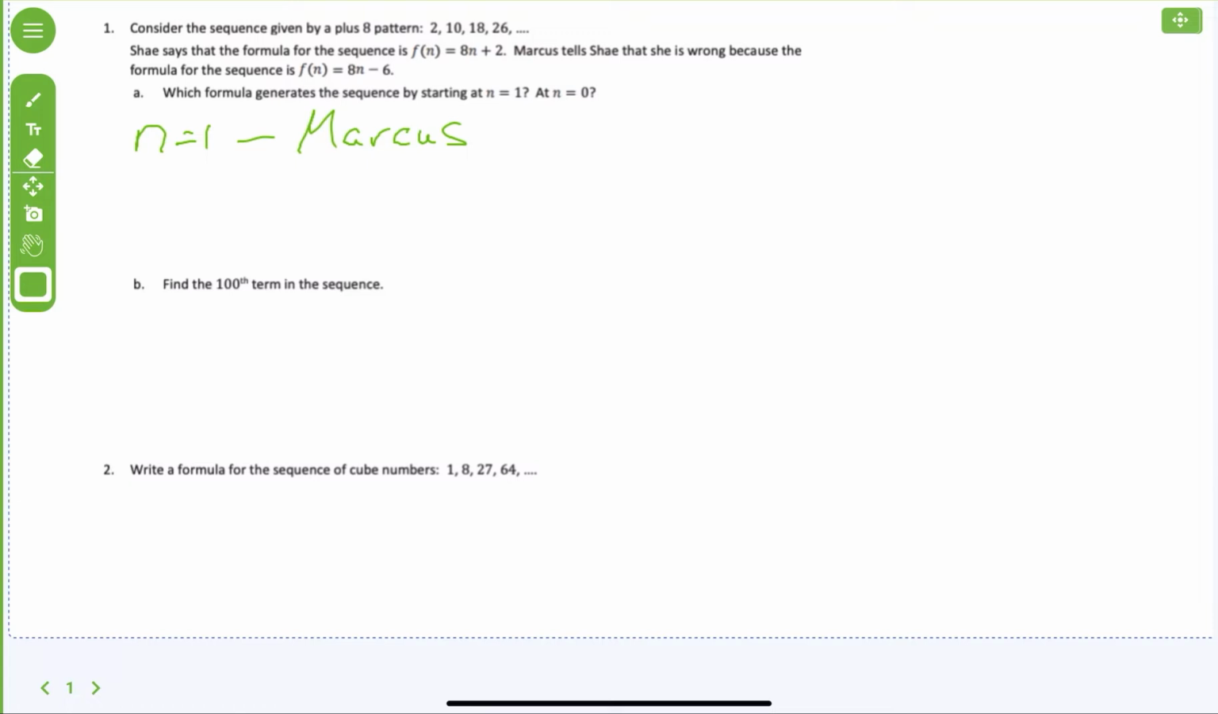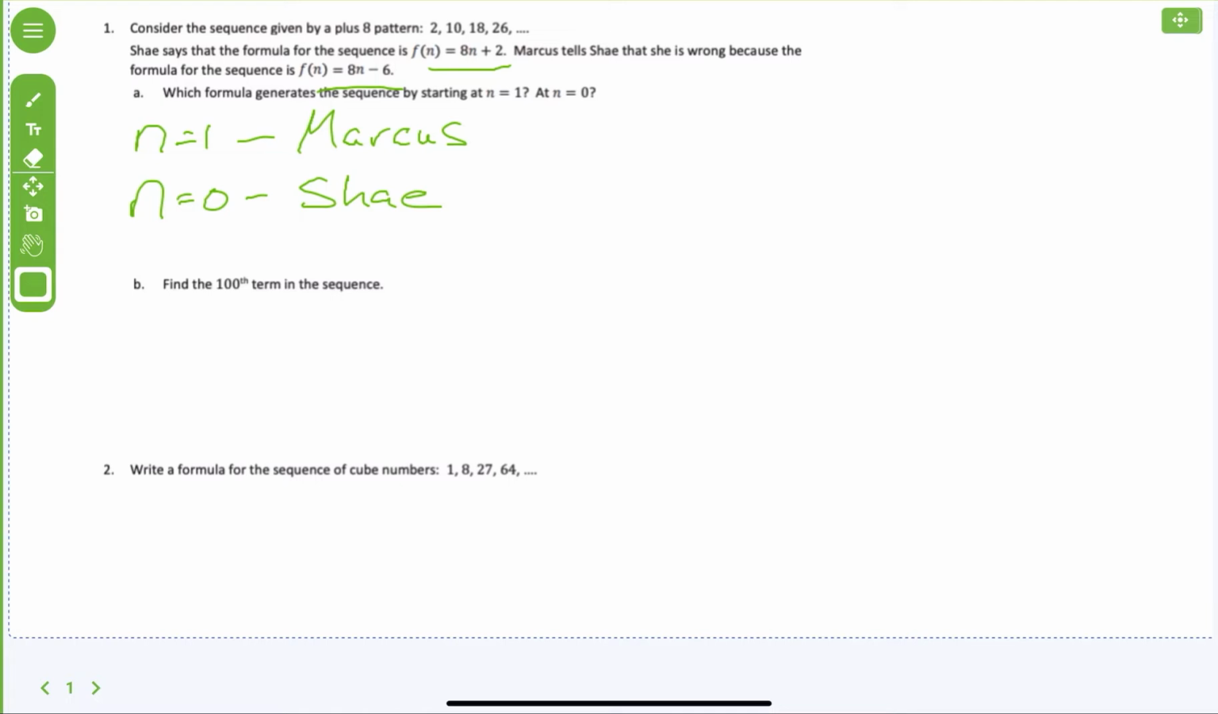Correct? Now, if n equals 0, if we plug 0 in, what's 8 times 0 plus 2? And that's our starting point, right? At 2. So that would give us Shay's. Okay? Because if we come down here to Marcus's, and we said 8 times 0, what? 0 minus 6 is negative 6. So that doesn't work out.